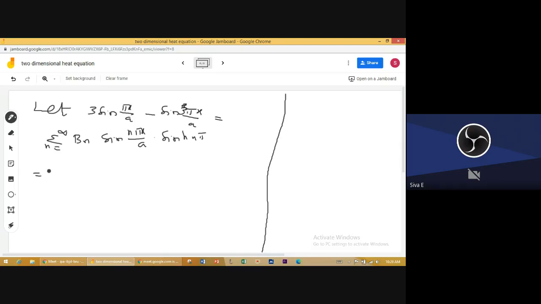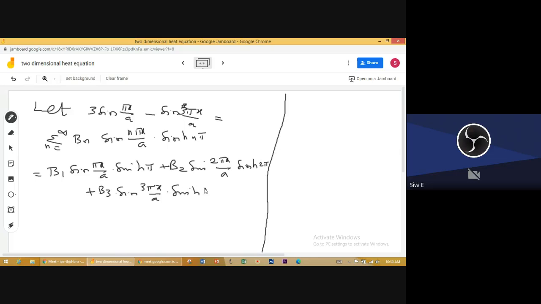b1 sin pi x by a into sinh pi plus b2 sin 2 pi x by a into sinh 2 pi plus b3 sin 3 pi x by a into sinh 3 pi, etc.